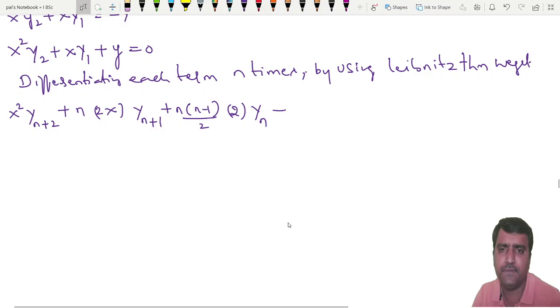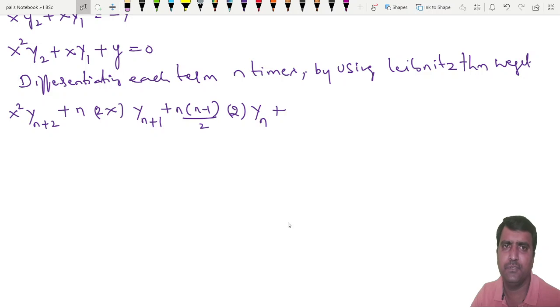Similarly, once we get a constant, we stop the process of applying the Leibniz theorem, and that is the last term. Again you take the nth derivative of x y1 and use the same procedure: take x, apply n to y1, so then it is y n plus 1.